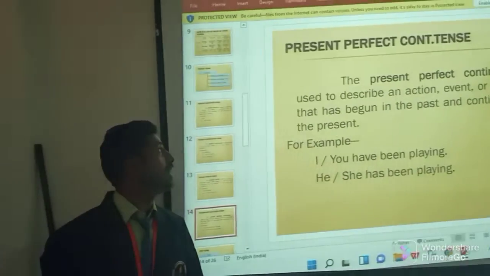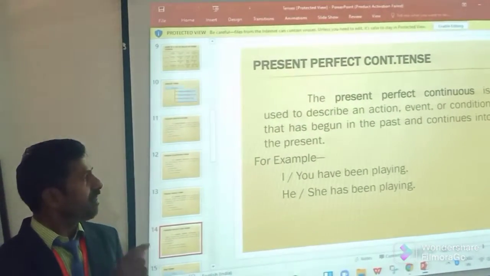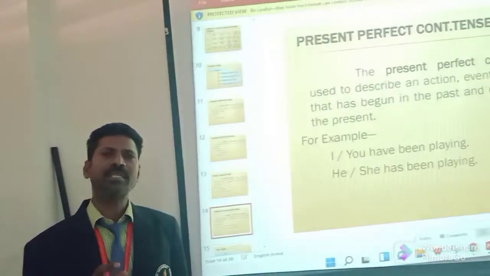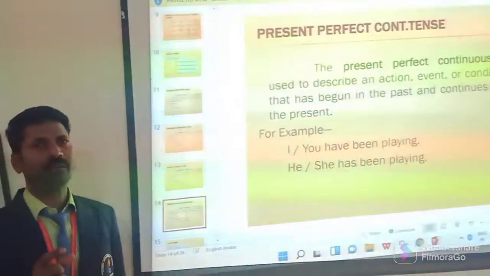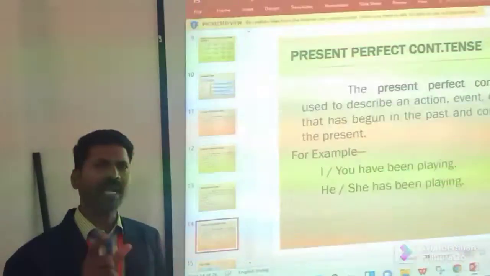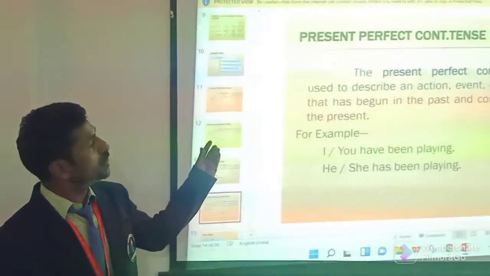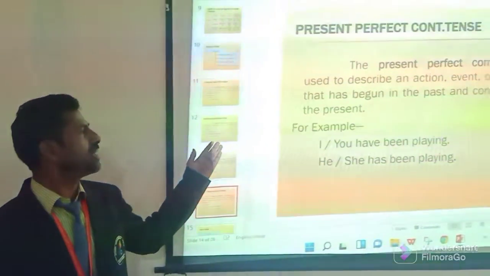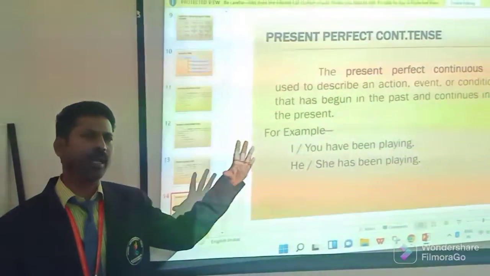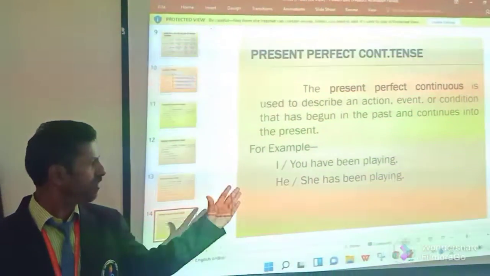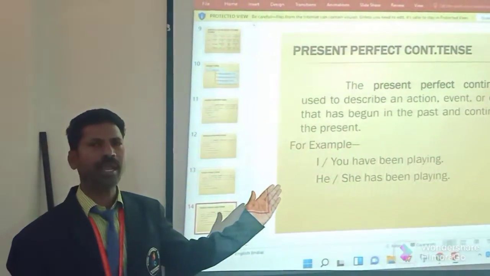And next, the present perfect continuous tense. The action started and is still going on at the time of speaking, and is not yet completed. The present perfect continuous tense is used to describe an action, event or condition that has begun in the past, continues into the present and is still going on at the time of speaking. The examples: I or you have been playing, and he or she has been playing.